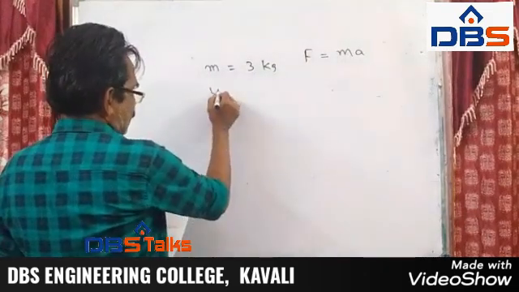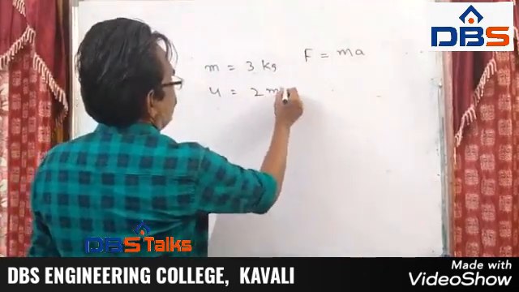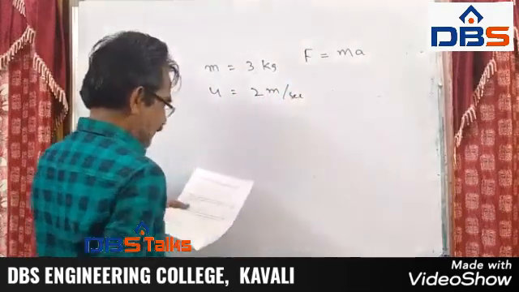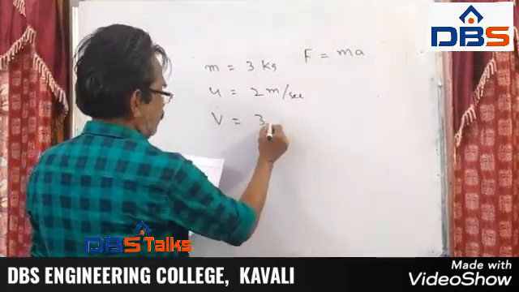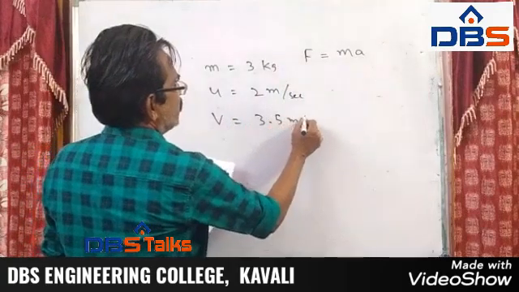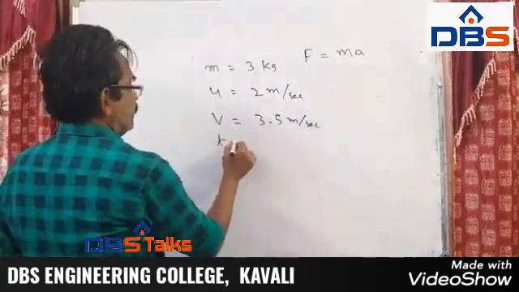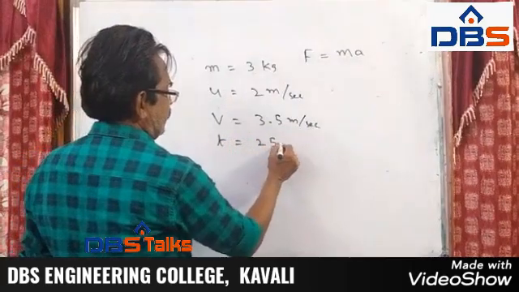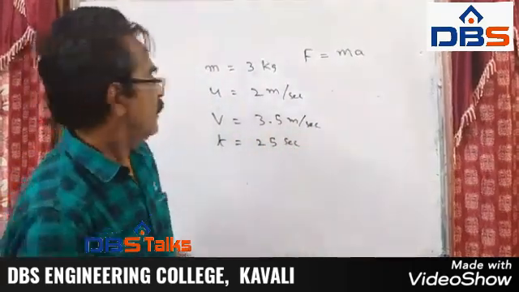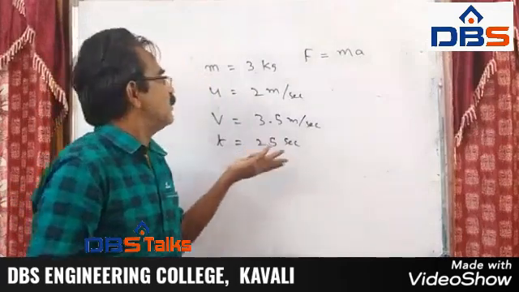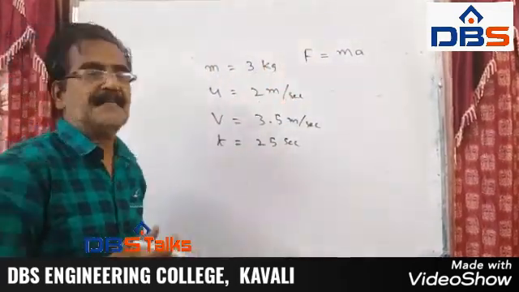Initial velocity u is equal to 2 meters per second. And after applying force, the final velocity must be 3.5 meters per second. And for how many seconds the force is applied, 25 seconds. So after we know everything, just simple substitution.